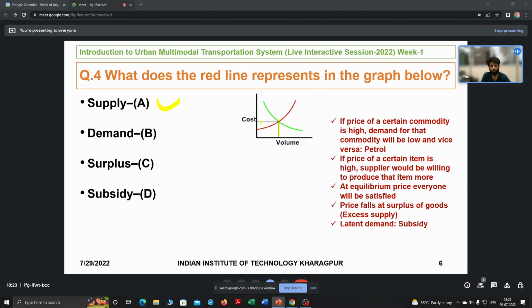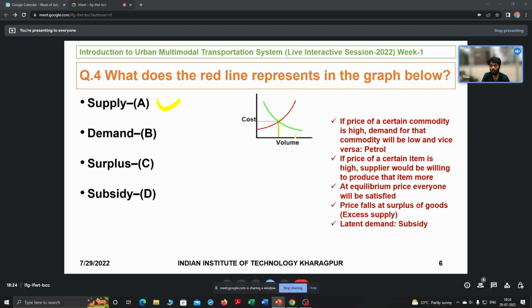And then what is subsidy? So suppose it is an equilibrium cost, right, for a demand curve. Here the consumer is satisfied, right? But if the supplier wants to sell more items, he needs to decrease the price, right, in order to catch those customers. So then what he or she can do is to provide some kind of subsidy.